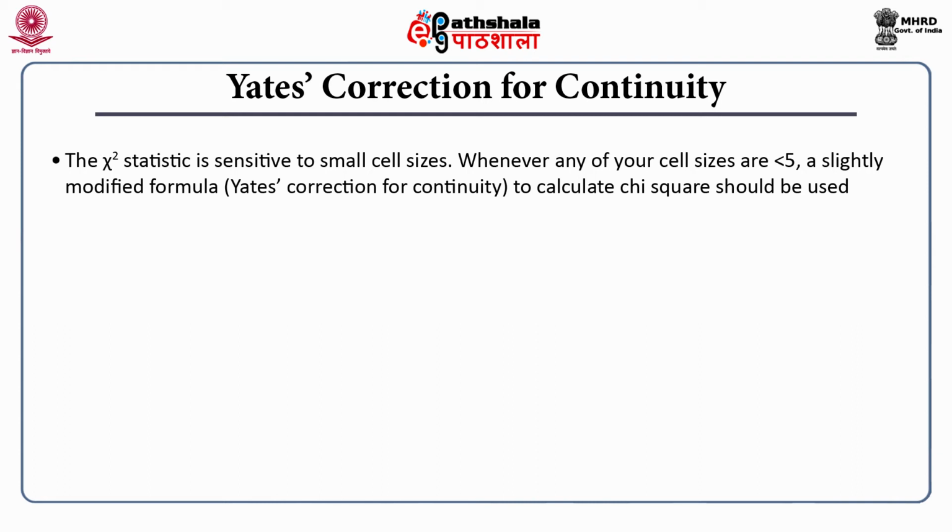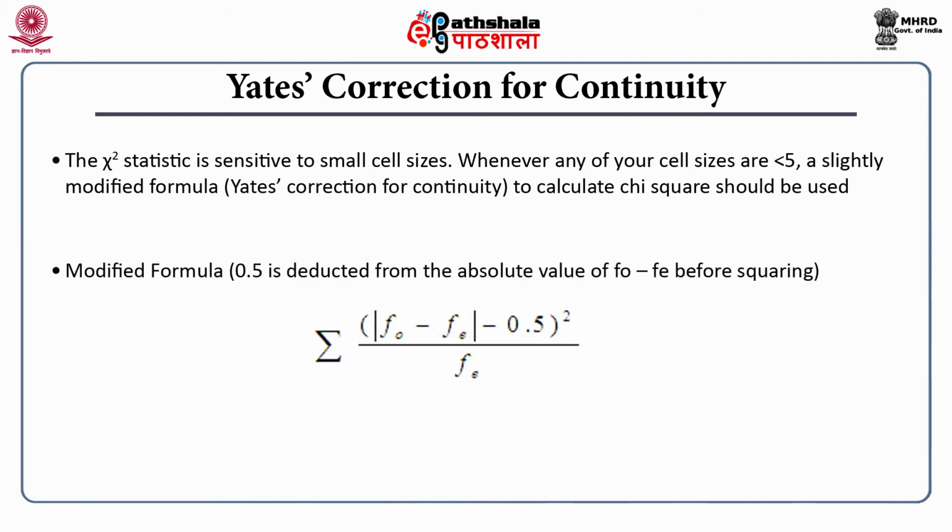So that slightly modified formula is called Yates correction for continuity, used when calculating the chi-square test by hand. The modified formula is that 0.5 is deducted from the absolute value of Fo minus Fe before squaring it. So instead of the sum of Fo minus Fe squared divided by Fe, here in parenthesis it is the absolute value of Fo minus Fe minus 0.5, whole squared, divided by Fe. That particular modified formula is being used.